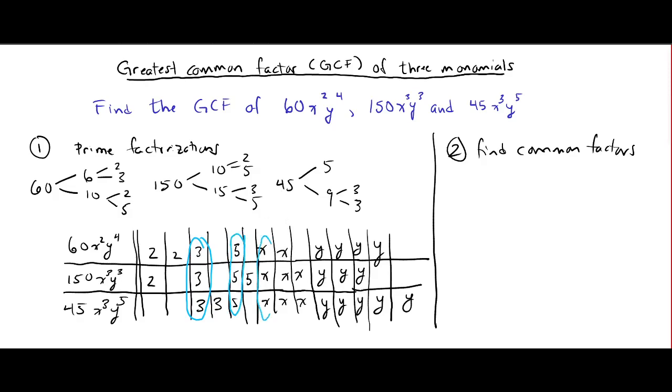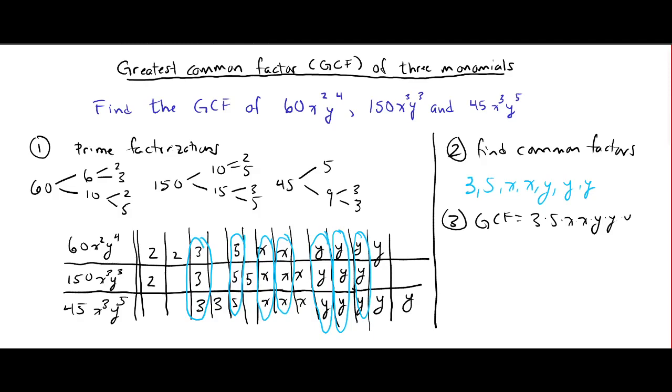Got a couple of columns full of x's. And we've got 3 columns full of y's. So putting this all together, we've got 3, 5, x, x, y, y, y in common. And the last step, the GCF, we multiply everything out. It's 3 times 5 times x times x times y times y times y. 3 times 5 is 15, x times x is x squared, and y times y times y is y to the third power. So this is our final answer.